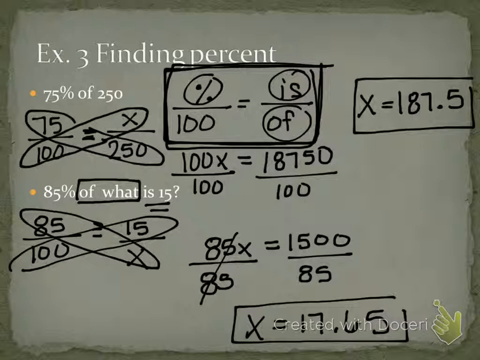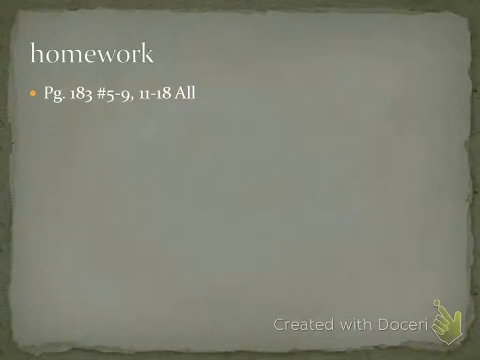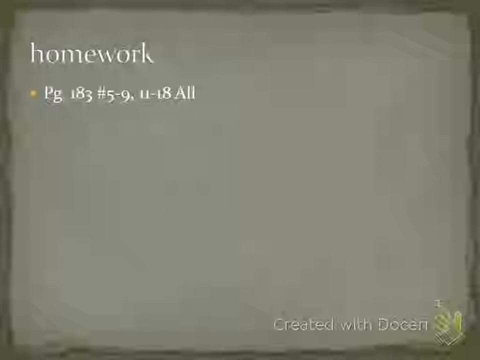Okay, so what you're going to do is your homework, which is Tuesday night's homework. It's page 183, 5 through 9, and 11 through 18, all. So 5 through 9 is all, 11 through 18 is all. You're going to turn that in on Wednesday, which I know is a half day of school, so you're going to turn it in and grade it. And then Miss Steinke will review with you on Wednesday because you will have a quiz on that Monday when you come back. All right?